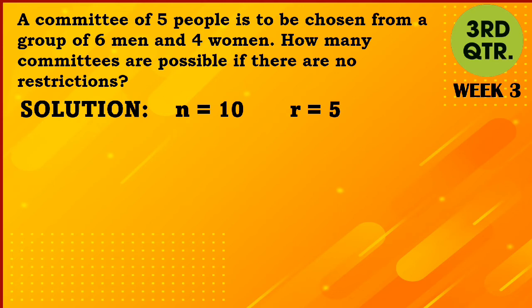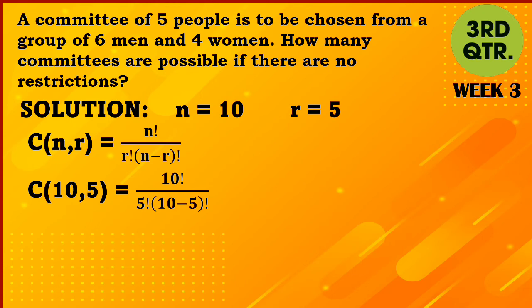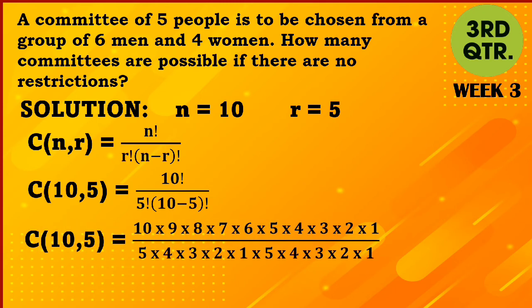By substituting n and r to our given formula, C of n, r equals n factorial all over r factorial times n minus r factorial, we have 10 factorial all over 5 factorial times 10 minus 5 factorial. 10 factorial is equal to 10 times 9 times 8 times 7 times 6 times 5 times 4 times 3 times 2 times 1. 5 factorial is 5 times 4 times 3 times 2 times 1. 10 minus 5 is also 5.